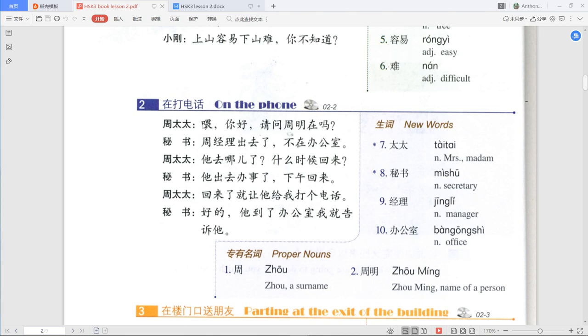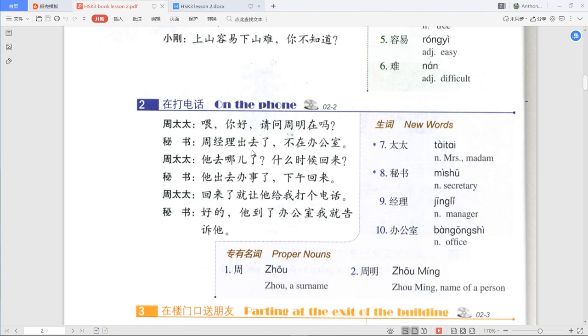OK, before we start, we can have a look at a few new words. First one, wei, is a Chinese way to say hello on the phone. You don't just say hello, you say wei, then you say hello. It doesn't have any meaning, and it's only used for phone calls. 出去: chu means out, chu means go, so chuqu means go out. Le, past tense, went out. And if you can say chuqu, go out, you can say chulai. Lai means come, so it means come out.